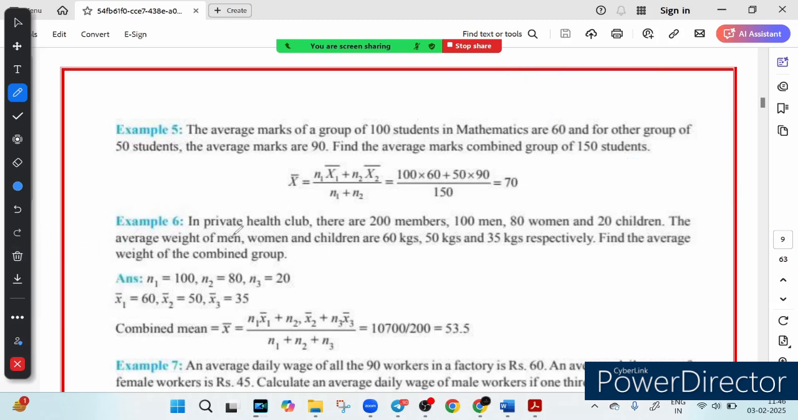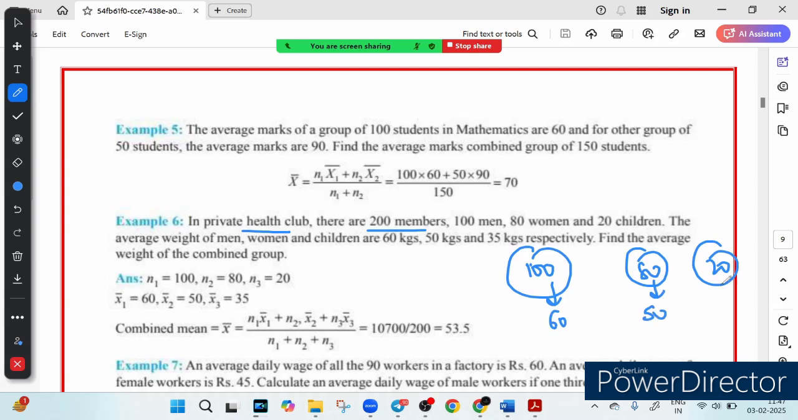Now let's go to the next example. In a private health club, there are 200 members, right? So the first sample is regarding the men. 100 men are there, 80 women are there, and 20 children are there, right? So these are the 3 samples we have. It might be possible that 4 samples, 5 samples may be there, no issue. And for 100 men, the average weight is given as 60 kg. For 80 women, the average weight is 50 kg. For 20 children, the average weight is 35 kg. And you have to find the average weight of the combined group.